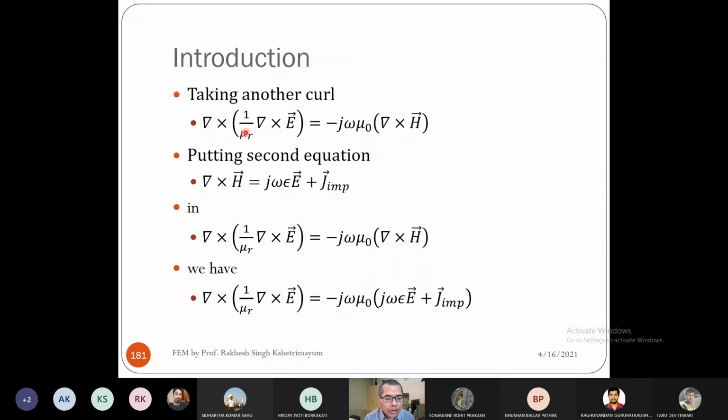Then you again take the curl of this equation. That's how you usually get the wave equation from the Maxwell equations: you take the curl of the first equation and put in the second equation. That's what we are doing here also.